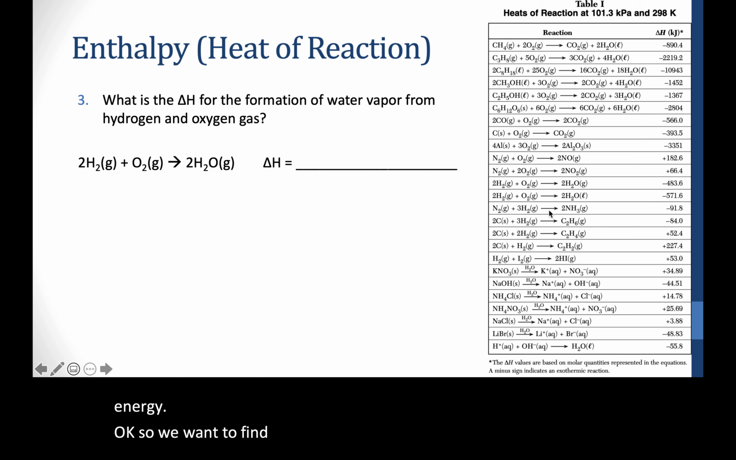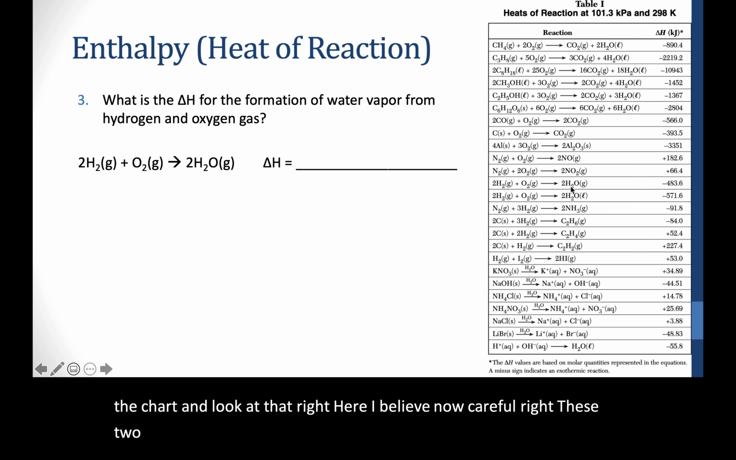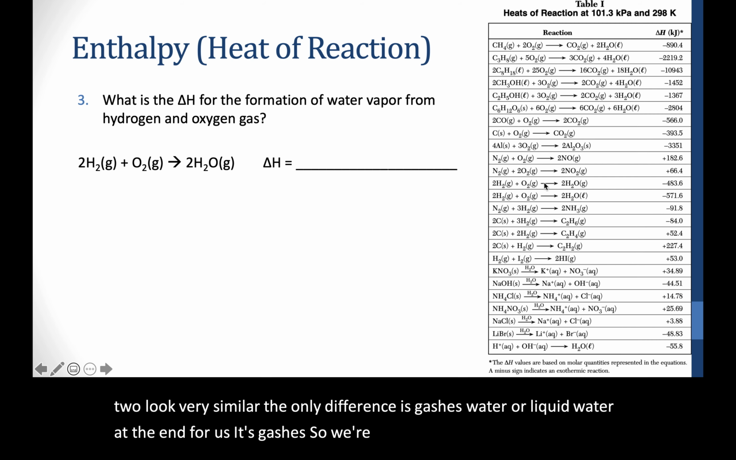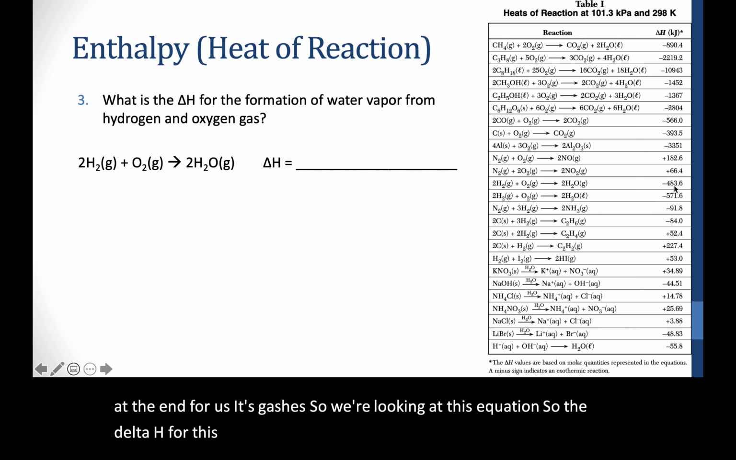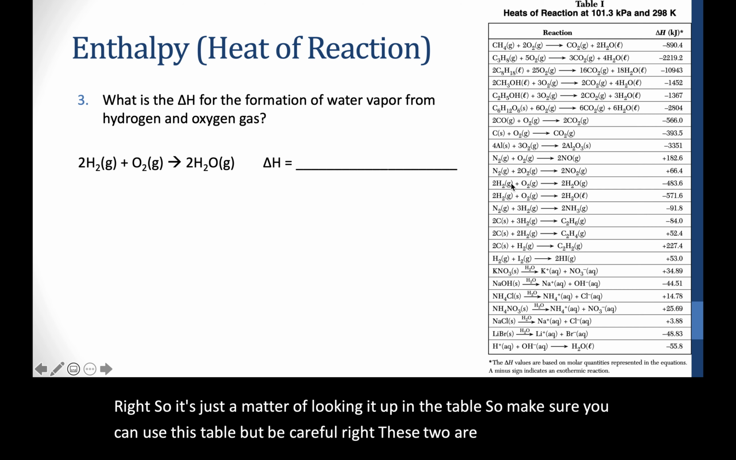right? So you basically just look it up in the chart, and look at that. It's right here, I believe. Now careful, right? These two look very similar. The only difference is gaseous water or liquid water at the end. For us, it's gaseous, so we're looking at this equation. So the delta H for this reaction, right there, negative 483.6. All right? So that's just a matter of looking it up in the table. So make sure you can use this table, but be careful, right? These two are very similar. So we're looking at this one.